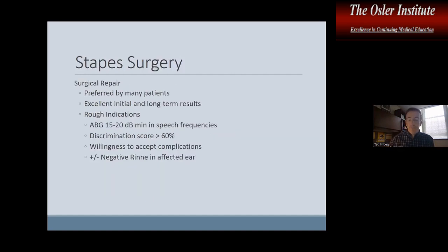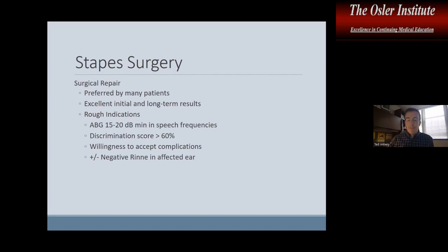So surgical repair is probably one of the most fun surgeries that we do as ear surgeons. Stapes surgery is often preferred by many patients. They don't like the idea of having to wear a hearing aid, so the potential to have correctable, almost normal hearing afterwards is very appealing. In the hands of experienced surgeons, results are typically good initially as well as long term.